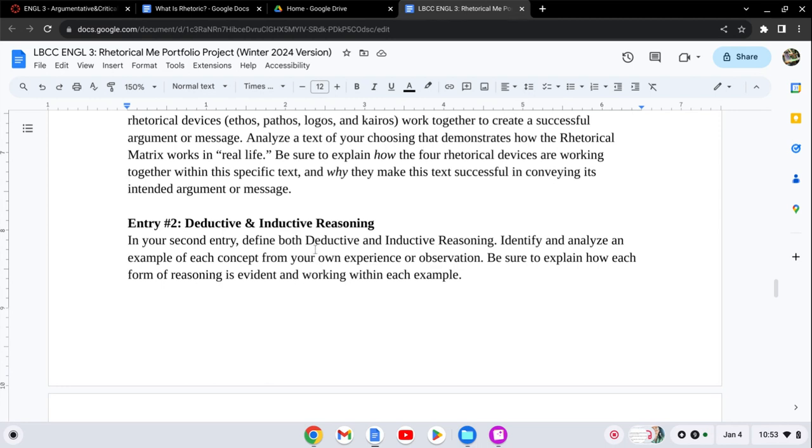So again, what you'll do is define what deductive reasoning is, and then find an example from your own experience or observation. It could be something that you find on the internet, whatever it might be. You want to break down that example and explain how that's an example of deductive reasoning. And then you do the same for inductive reasoning. You'd provide a definition of what inductive reasoning is, and then analyze an example that you choose and explain how that works within that example.